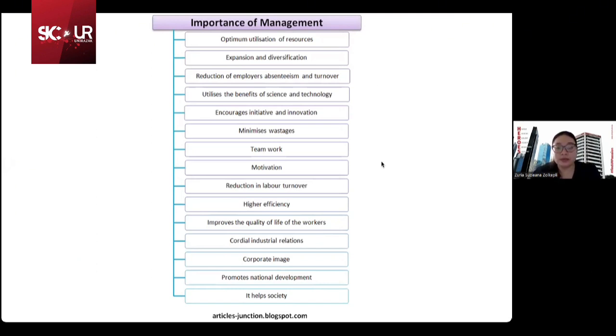If you don't have proper management, then your resources in the organization will be affected. In management or in business study, you will keep on hearing these words, efficiency and effectiveness. What is the difference between efficiency and effectiveness? When can we say that we are being efficient? And when can we say that we are being effective?